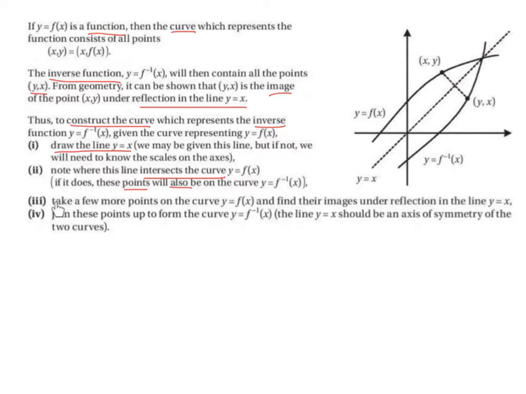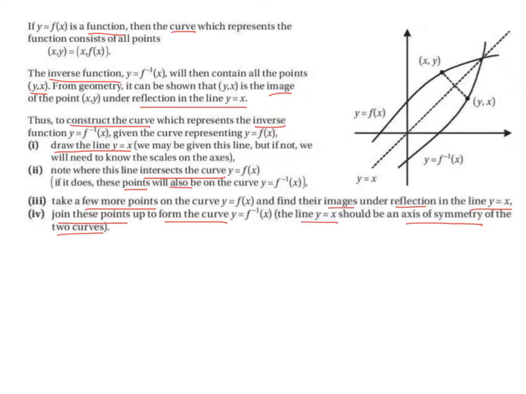Step 3, take a few more points on the curve y equals f of x and find their images under reflection in the line y equals x. Step 4, join these points up to form the curve y equals f⁻¹ of x. The line y equals x should be an axis of symmetry of the two curves.